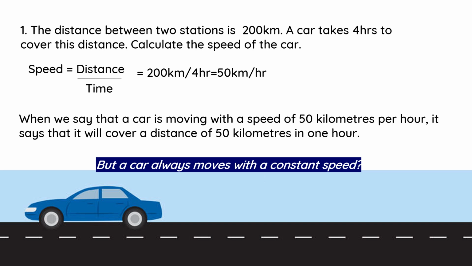Understood, children? Next, but a car does not always move with a constant speed. So here one question. This example, this question also: the distance between two stations is 200 kilometer, a car takes 4 hours, and we got the answer of 50 kilometer per hour. So does the car move at this speed of 50 kilometer per hour all the time? No, it is not possible. So in that case, how can we calculate the speed? We will see that also.